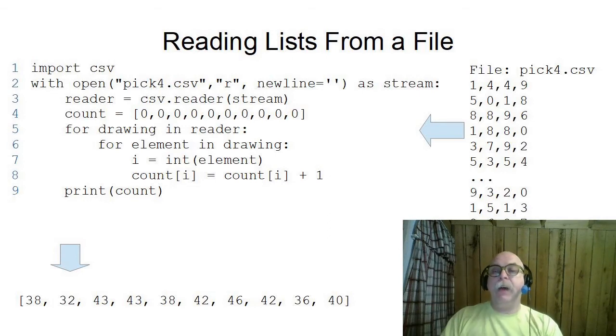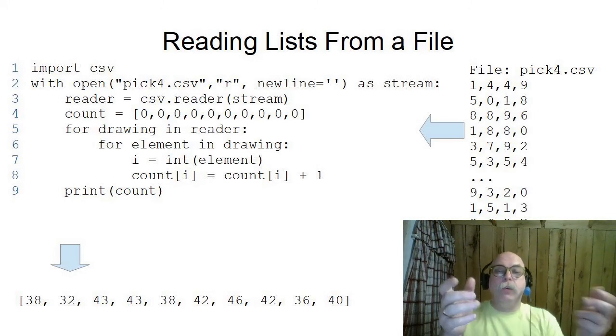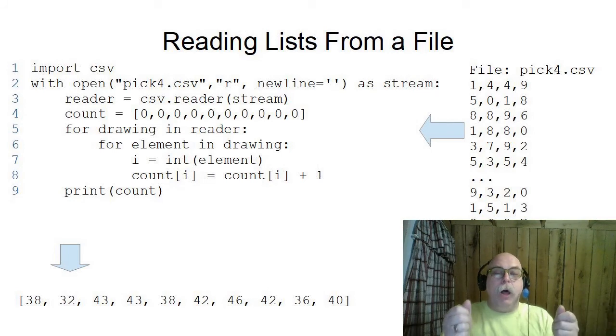On line 5, I say for draw in reader. Now, this works just like the for statement did when we were reading a file to read all of a file in. So for draw in reader is going to read one line and call it draw. It's reading it from the reader, which reads from the stream, not from the stream directly. And draw is a list of strings.